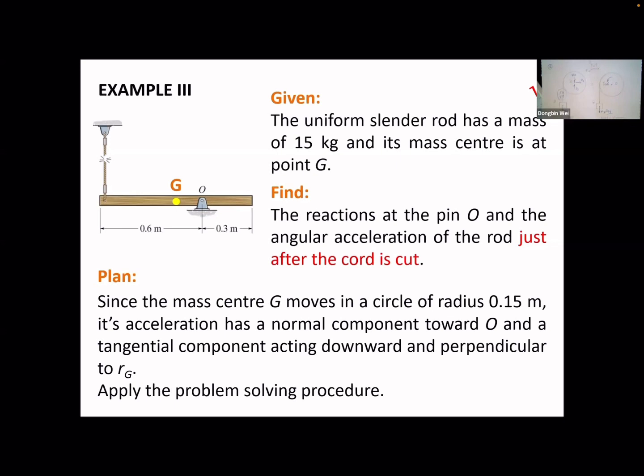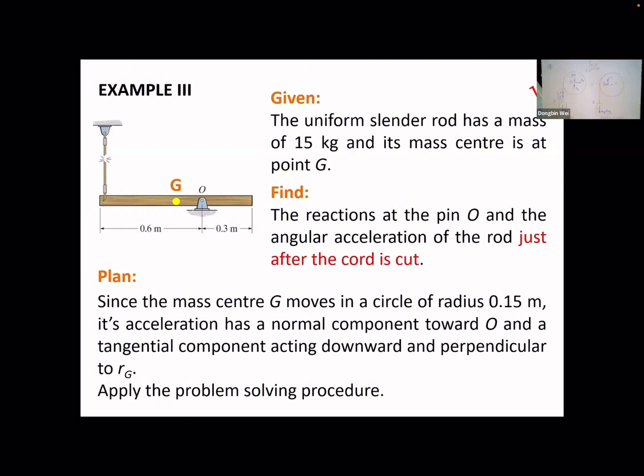If we cut this cord, what will happen? The slant row will lose its balance. Then rotation will happen about this fixed axis O. Okay.